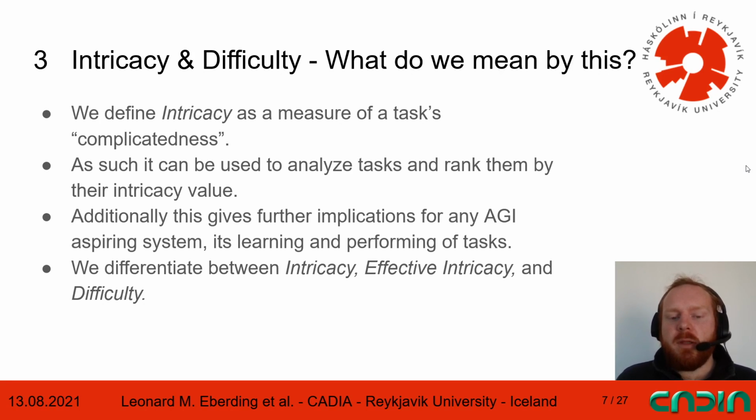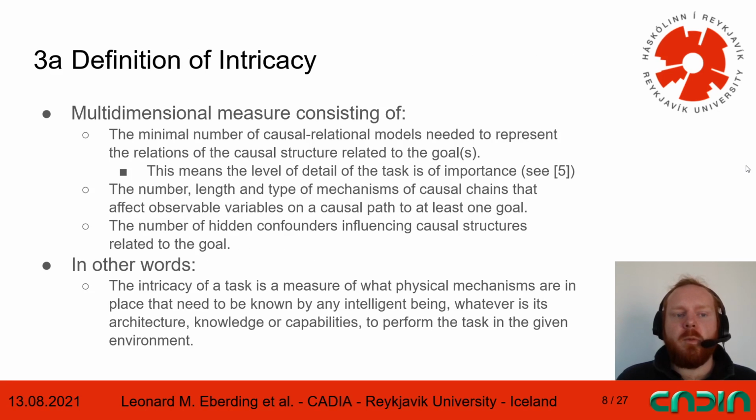One is the intricacy, which is really only an objective measure of the task environment itself. The effective intricacy, which takes into account the agent's background knowledge, and difficulty, which is a combination of intricacy, the task environment, and the agent itself. So first of all, what do we mean by intricacy? Intricacy is a multidimensional measure, which consists of three different parts. First of all, the minimal number of causal relational models, which are needed to represent the relations of the causal structure, which stands in some relation to the goals of the agent.